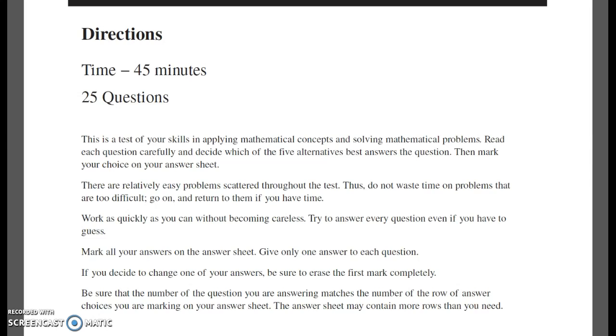The way this is set up is that it says there are relatively easy problems scattered throughout the test, which means that it doesn't necessarily begin easier and then gradually get harder. Instead, the questions are scattered around. So question number 2 may be a difficult question. Question number 4 may be an easy question. Question number 20 may be an easy question. So don't think of it as if it were in order from easier to more difficult.